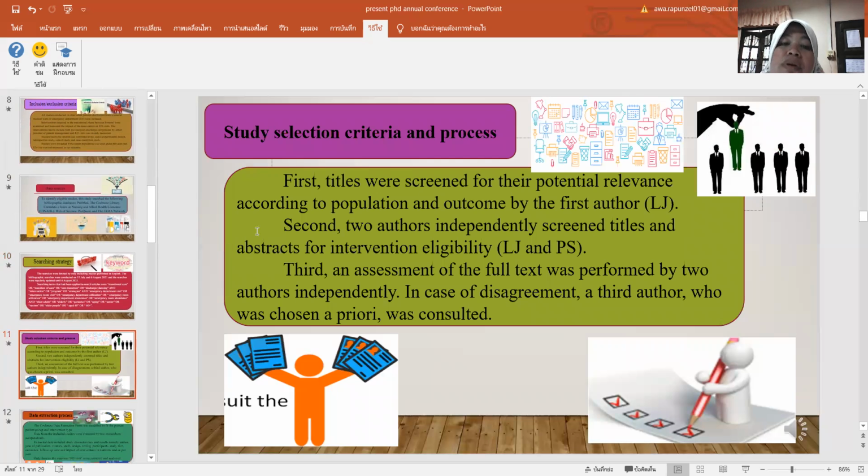Study selection criteria and process. First, titles were screened for their potential relevance according to the population and outcome by the first author. Second, two authors independently screened title and abstract for intervention eligibility. Third, an assessment of the full text was performed by two authors independently. In case of disagreement, a third author chosen a priori was consulted.